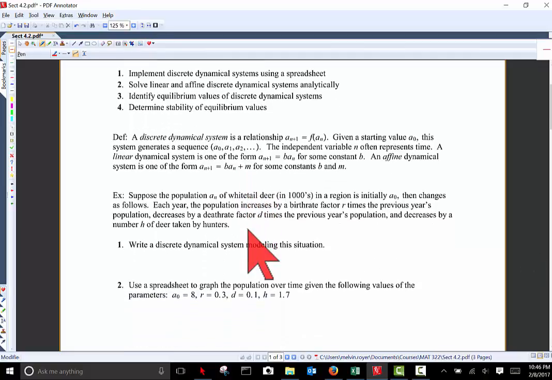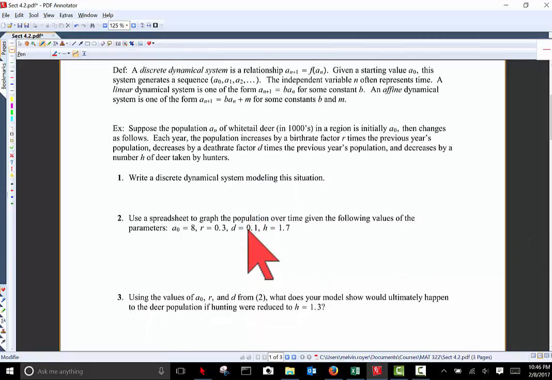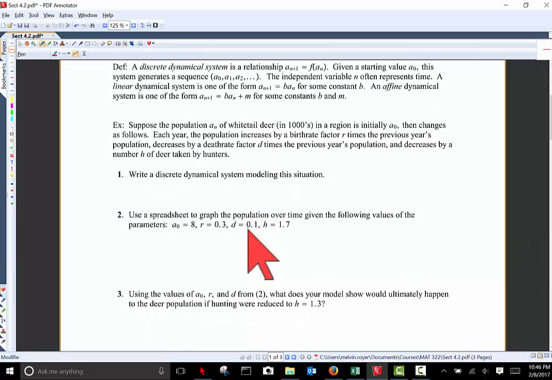And so let's look at an example coming from biology or ecology. Suppose a sub n is a biological population of deer, maybe in thousands. And it starts out at a sub 0, and then it's going to change. So n is going to represent time, as it usually does when we talk about dynamical systems. In this case, time in years.